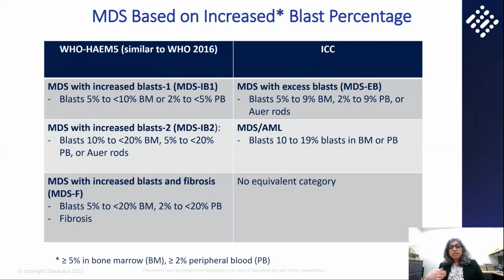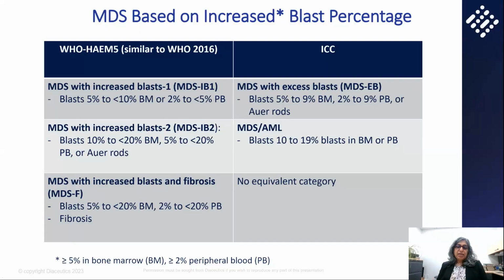The current WHO classification, the 5th edition, classifies MDS with increased blasts similar to what we had in the WHO 2016 classification. We classify them as MDS with increased blasts 1 and increased blasts 2. And also, the current WHO classification has added another entity, MDS with increased blasts and fibrosis. This includes cases of MDS that encompass both increased blasts 1 and increased blasts 2, but also have significant fibrosis.